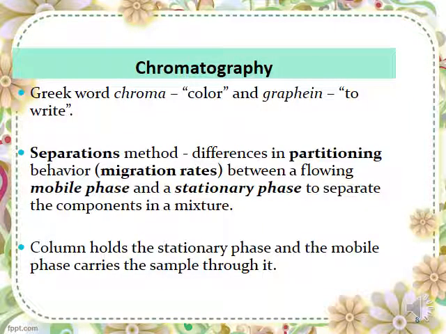So chromatography comes from the Greek words chroma, which means color, and graphein, which means to write. Separation method is the difference in partitioning behavior or migration rate between a flowing mobile phase and a stationary phase to separate the components in a mixture. For liquid chromatography, the column will hold the stationary phase, and the mobile phase is poured on the top of the column, and this mobile phase will carry the sample through it.